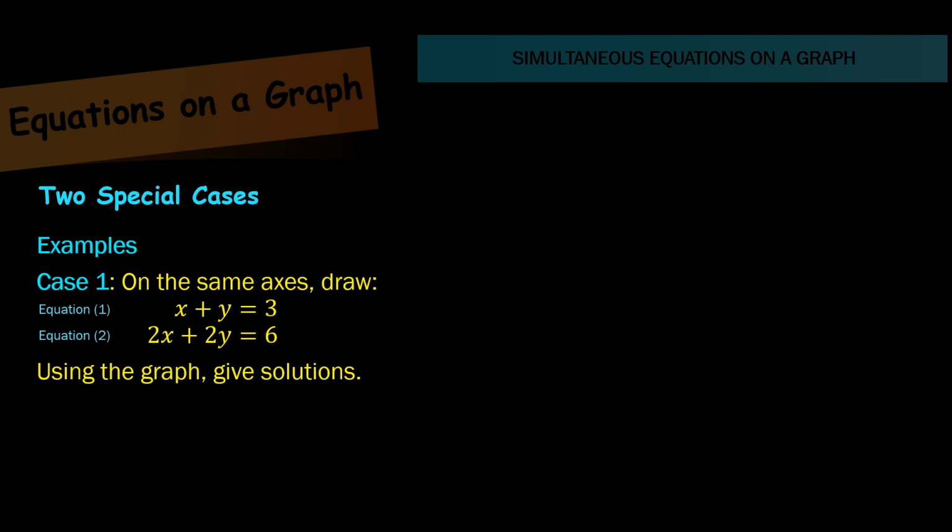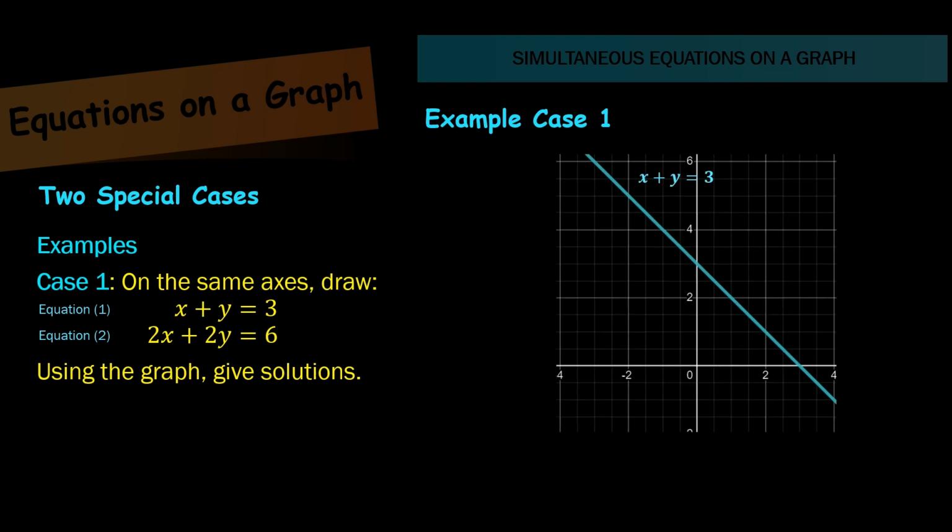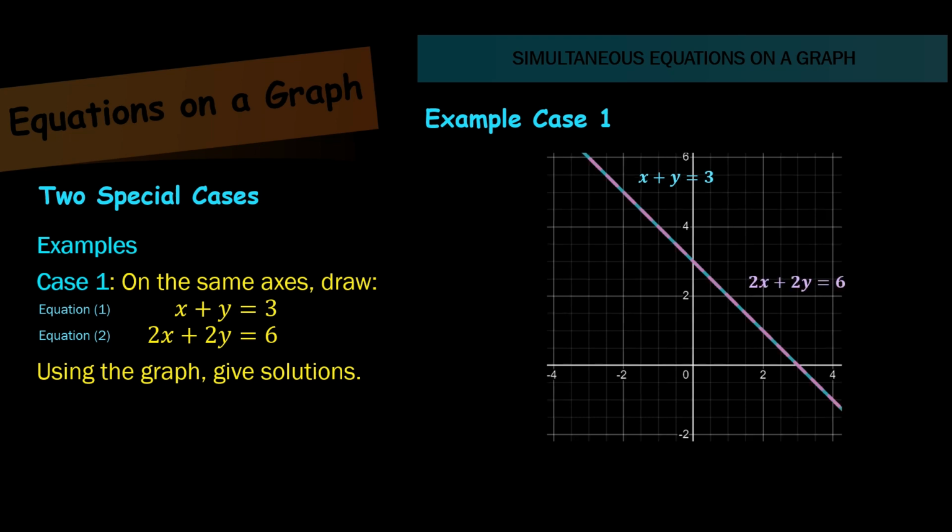So let's solve this. Here's the graph of x plus y equals 3. And on top of that is the graph of 2x plus 2y equals 6. As you can see, the two equations have the same line. So the number of solutions is infinite.